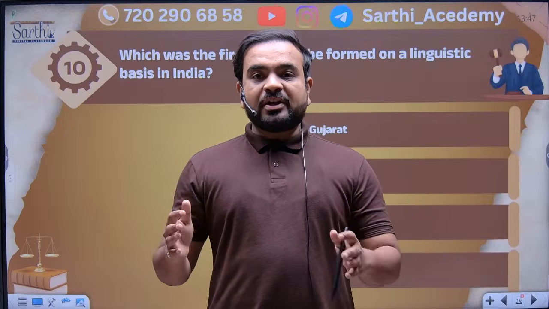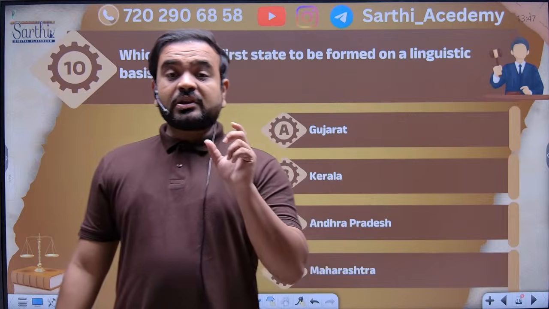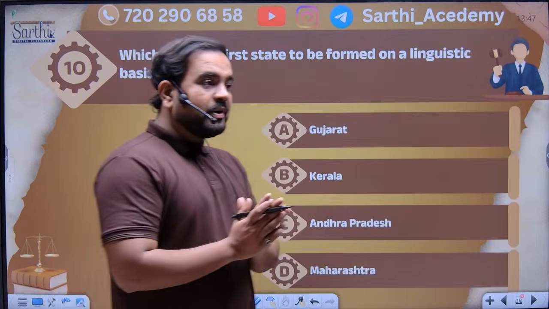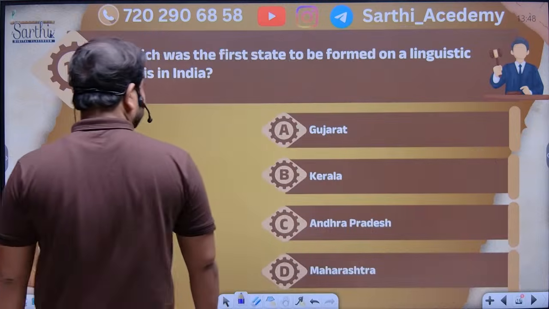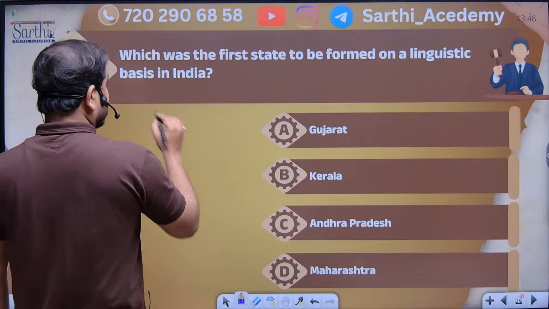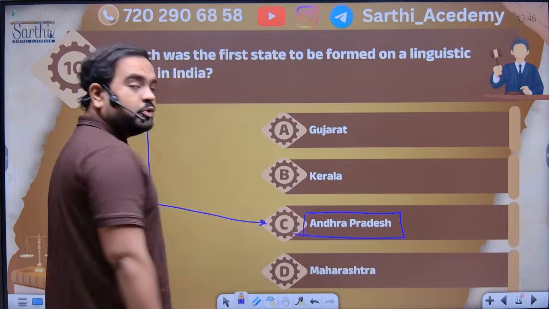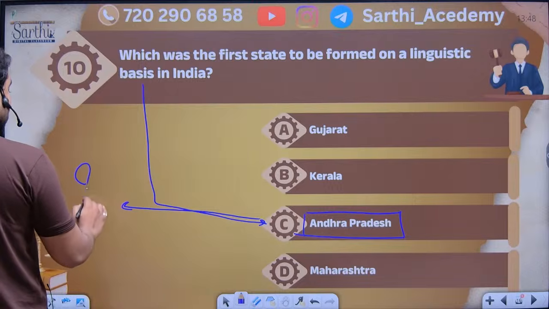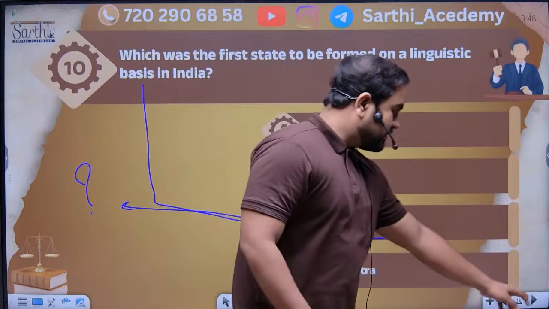Why? Because the people were demanding a state on a linguistic basis, based on the Telugu language. The people were demanding a state which has a majority of Telugu speaking people. So if anyone knows which state it was, on the linguistic basis, the first state formed was Andhra Pradesh. You have to answer in which year Andhra Pradesh was formed, separated from Madras.